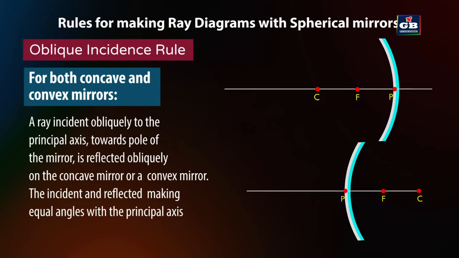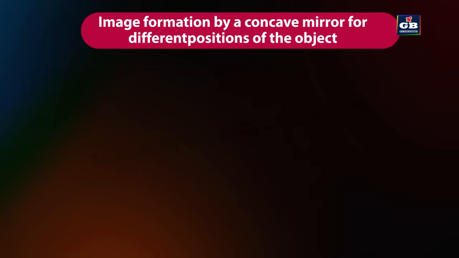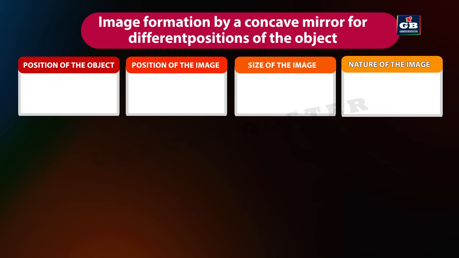4. A ray incident oblique to the principal axis towards the pole of the mirror is reflected obliquely. On a concave mirror or a convex mirror, the incident and reflected rays make equal angles with the principal axis. First, let us draw some ray diagrams. Image formation by a concave mirror for different positions of the object.